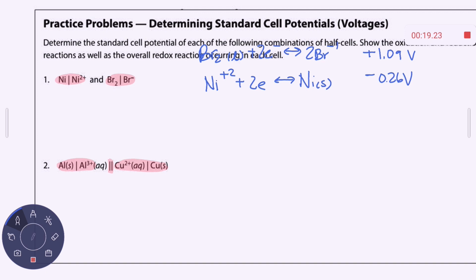Which direction will electrons flow? Up to the bromine. Yeah, so the electrons are going to go from here to here. We agree on that? Because of their location in the table.